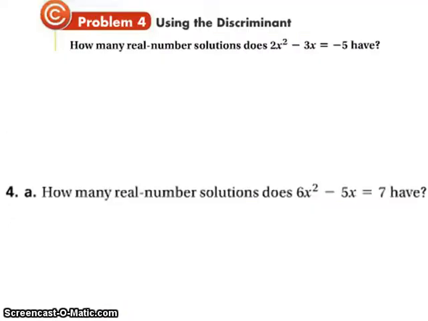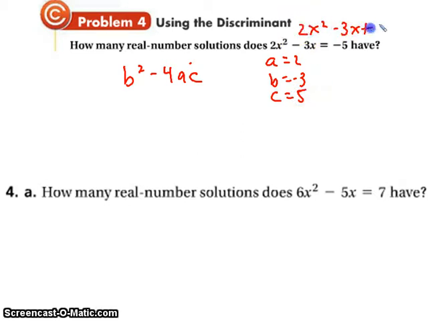Okay, so let's do a practice. Remember, we're just paying attention to b squared minus 4ac. Here a is equal to 2, b is equal to negative 3, and c is equal to 5. Remember, I have to put it into standard form. Don't ever try and do this until you've moved it into standard. So negative 3 squared minus 4 times a times c.